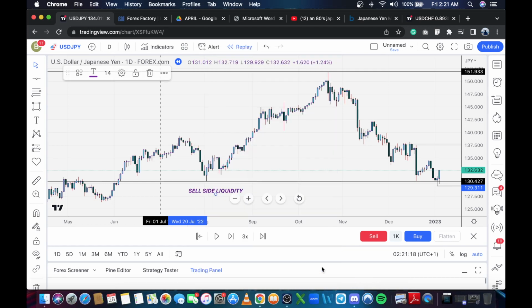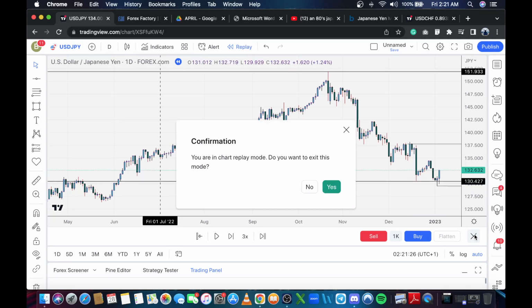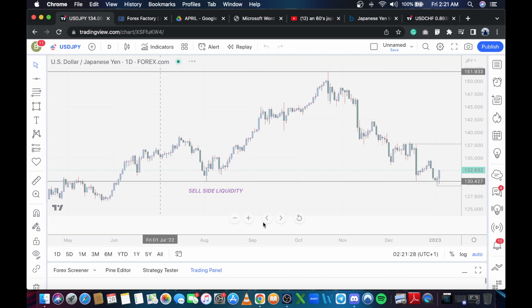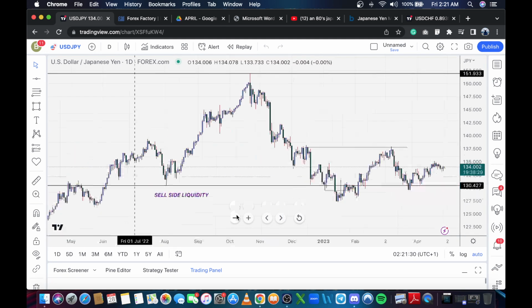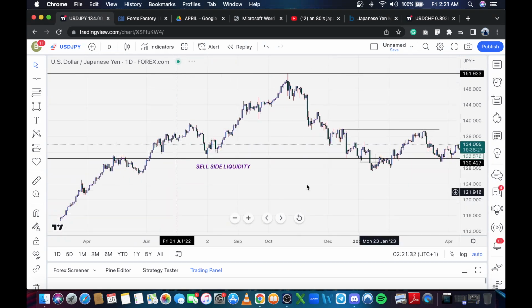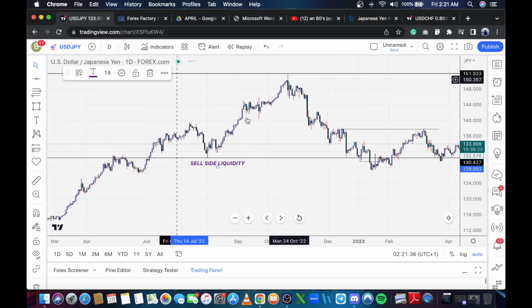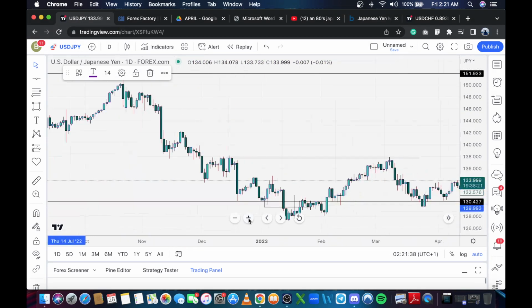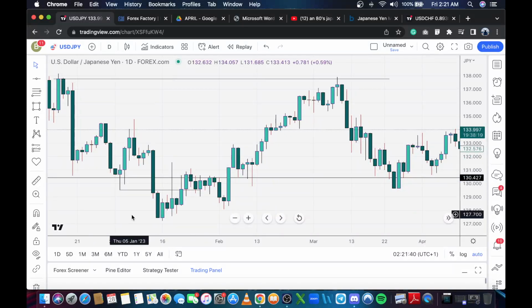So here is that sell-side liquidity in price. And what you can see there, let me get rid of the replay tool. Now what you can see there is we have a longer term sell-side liquidity. But now external to this price swing, if you look closely, you can see prior to the run lower and a shift in delivery, we had a short term low.